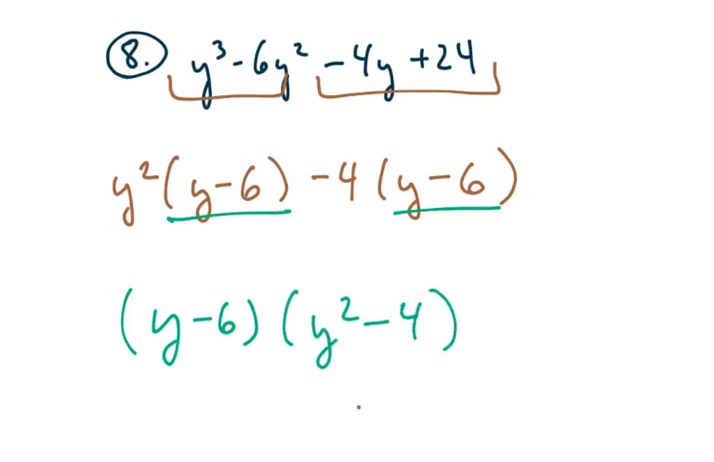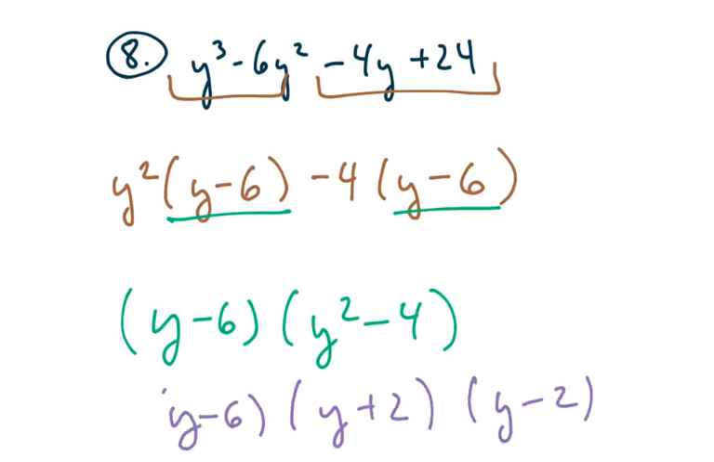Y squared minus 4. Again, just like in the previous example, we can factor that out too. Y plus 2, y minus 2. And then we also have y minus 6.